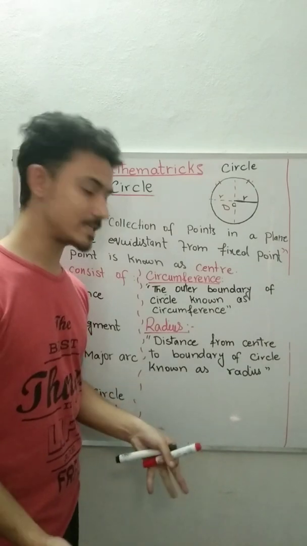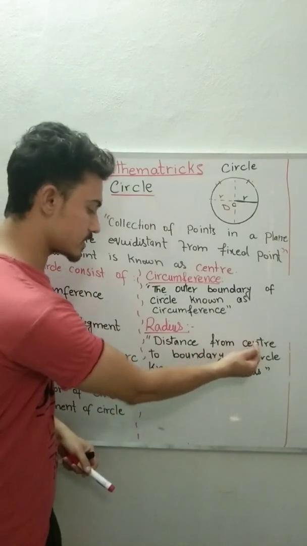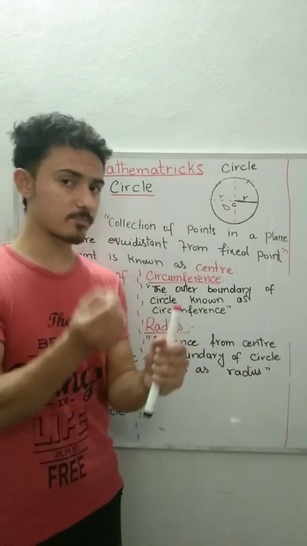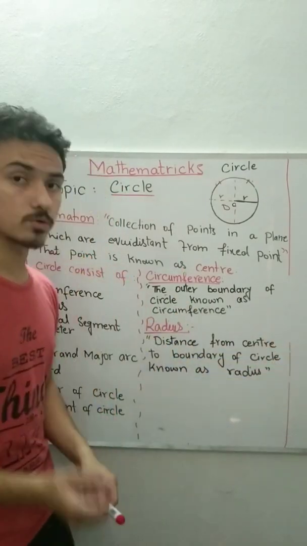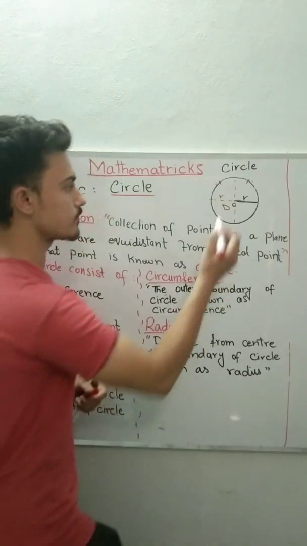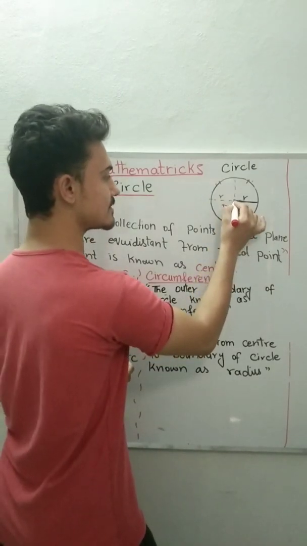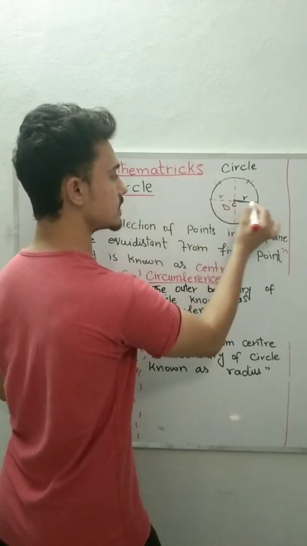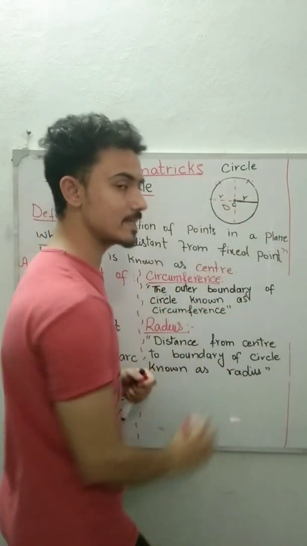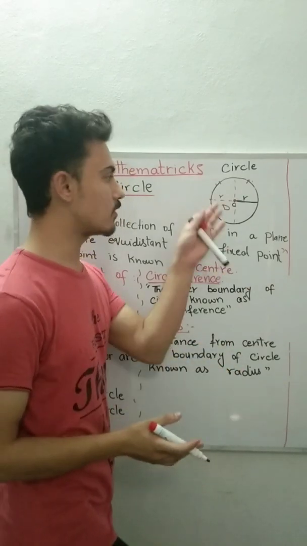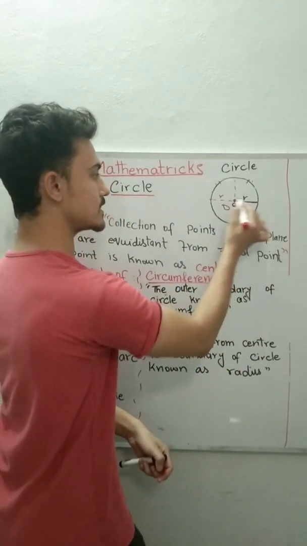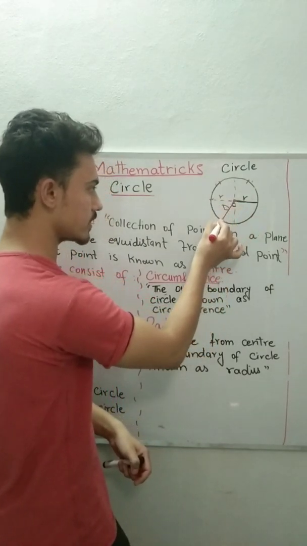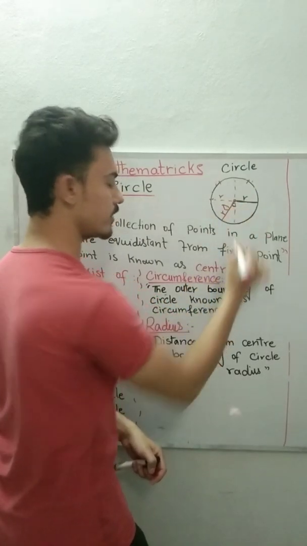What is radius? The distance from the center to the boundary of a circle, to the circumference of the circle, is known as radius. Just look here. This is my center, and the distance from the center to the boundary is known as radius, and is represented by small r. That's my radius. Every distance from center to the boundary is known as radius.